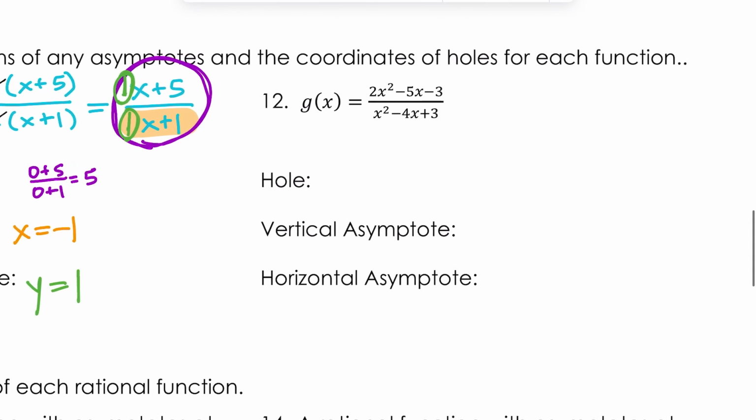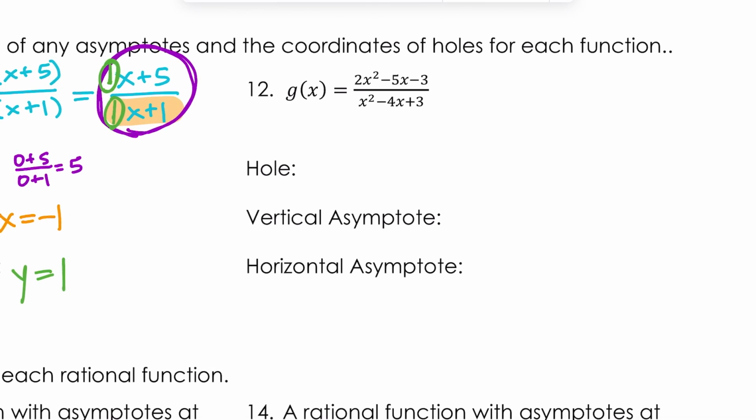All right, let's try number 12. Same thing, we want to factor both the numerator and the denominator. So that numerator is the hard factoring. Take your time, do it right. Let's factor it. So I'm going to go down here below.